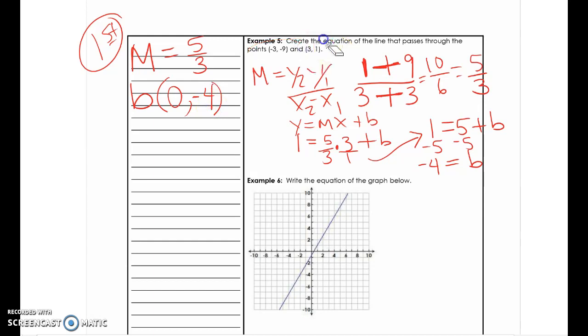Go back and read the directions. The directions say create the equation. I have not written the equation yet, but I have everything I need to write the equation. So the equation is y equals 5/3 x minus 4.